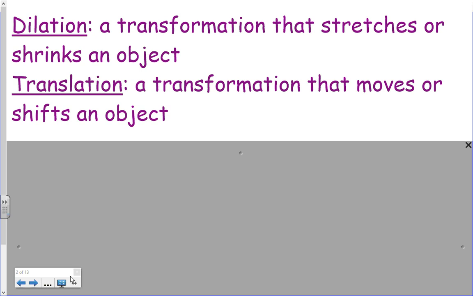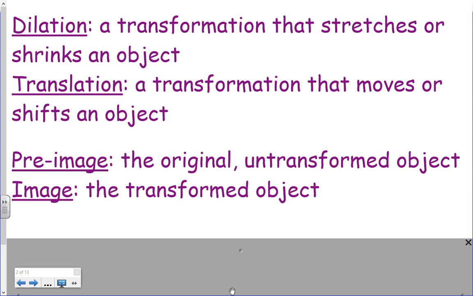A translation is a transformation that moves or shifts an object. So the dilation is going to make something bigger or smaller, versus the translation is going to keep the same size but move its location. We're moving it left or right, up or down, or shifting it, however you want to describe that. Dilation and translation, those are the two that we're going to study here in this section.